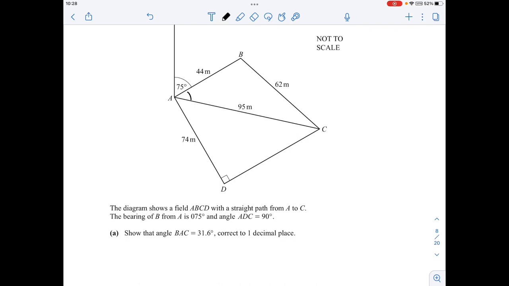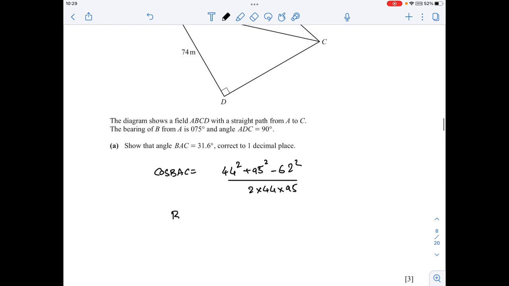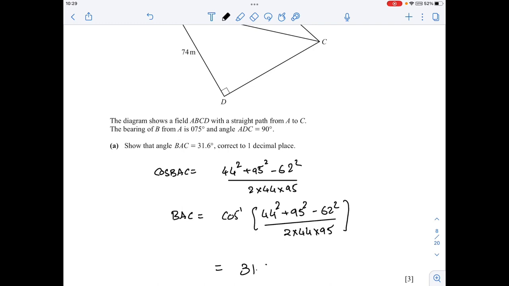So it is basic cosine rule. So cos BAC equals 44 square plus 95 square minus 62 square divided by 2 times 44 times 95. So BAC equals cos inverse of 44 square plus 95 square minus 62 square divided by 2 times 44 times 95. Simplify that, you should get 31.64, which is 31.6 to 1 decimal place.